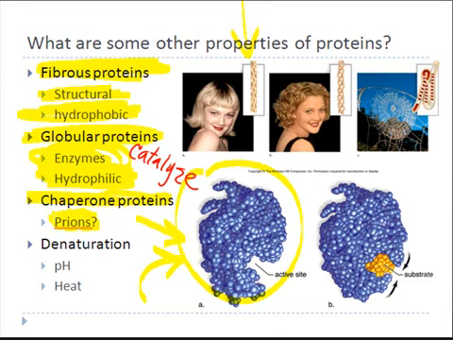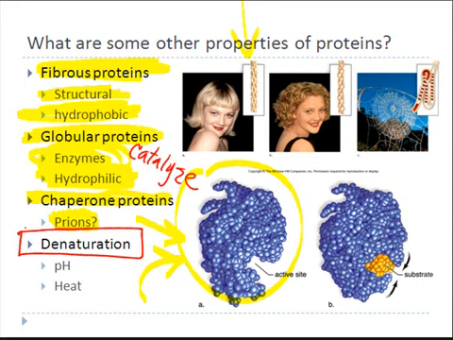Now, last thing I want to mention about proteins, and this is a really important thing to know about them, is this process called denaturation. Remember, I told you that the shape of a protein is absolutely critical to its proper function. If anything happens that changes the shape of the protein, the function will usually stop.